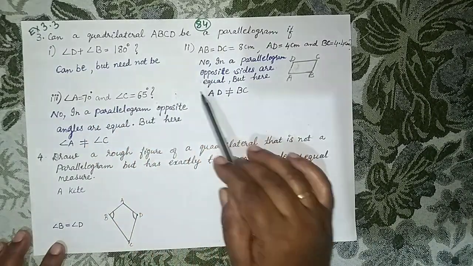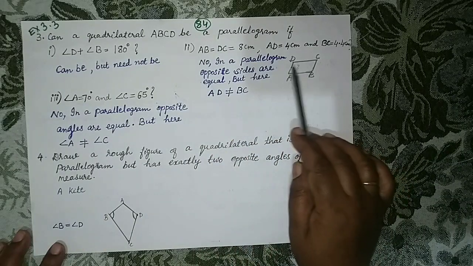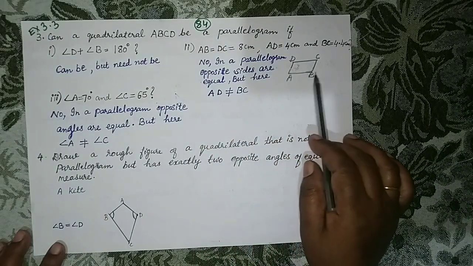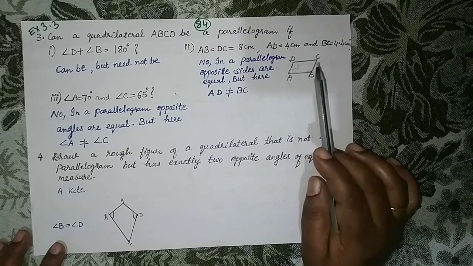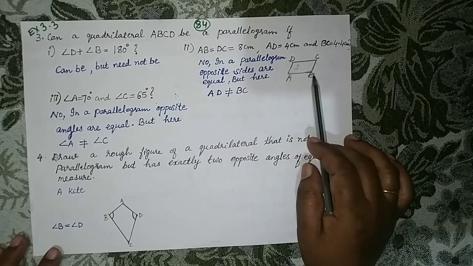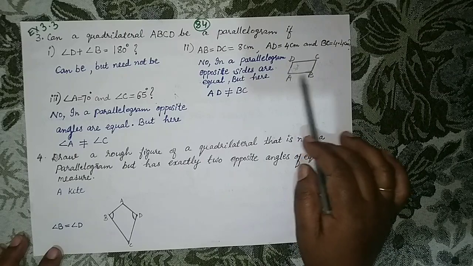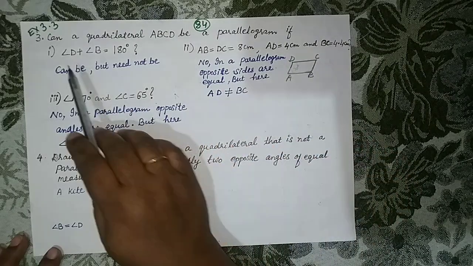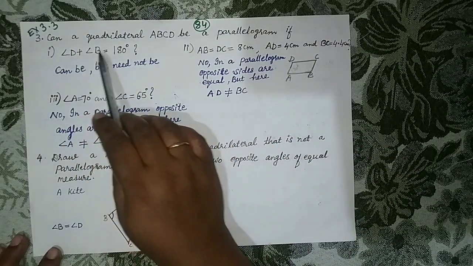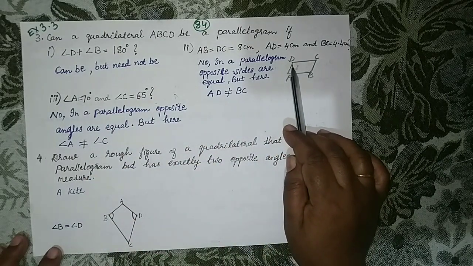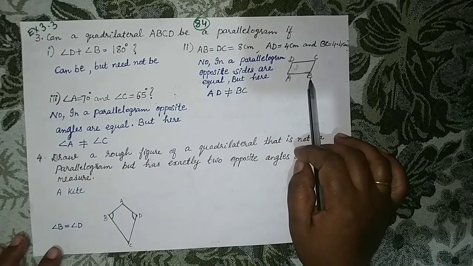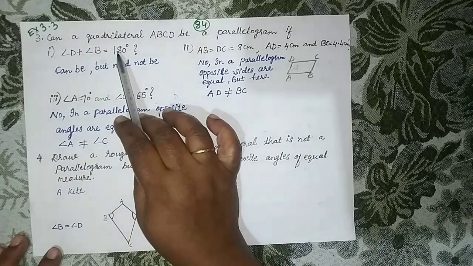For our ease of checking, I just made a rough sketch of a parallelogram ABCD, so that you can understand where the angles lie, which are the opposite sides, etc. So what is given? Angle D plus angle B is 180 degrees. What are angle D and angle B? They are opposite angles. It is given that their sum is 180 degrees.